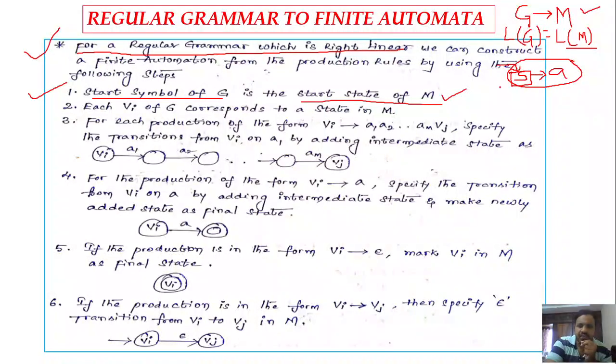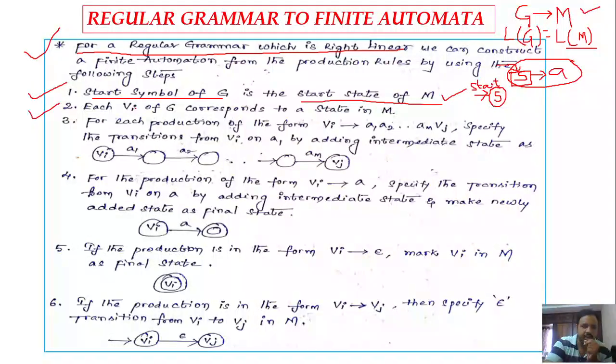So once you identify the start symbol, mark it as the starting state in the finite automata. So S will be your starting state in your finite automata. Okay, so this is rule 1, or point number 1. Mark that start symbol as the start state in your finite automata.